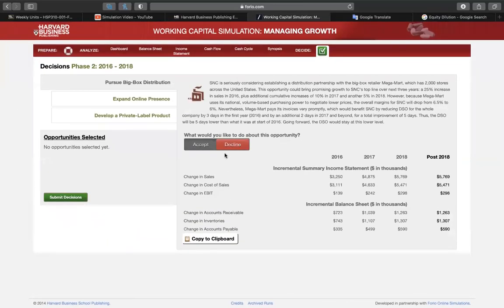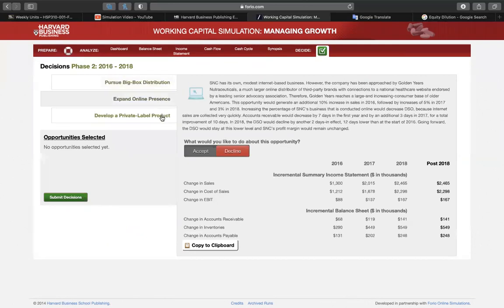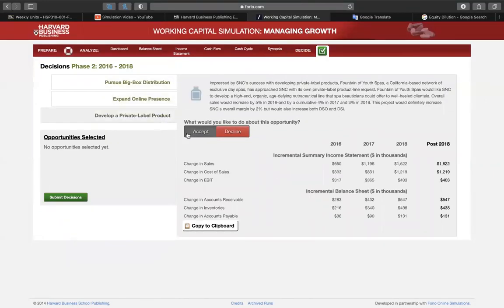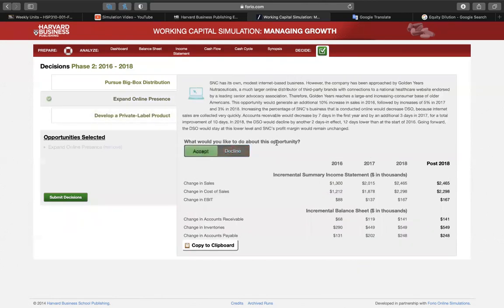The next one, still the same as the other one. I already looked at the option to pursue a big bot distribution, spend online scene, and develop a private label product. I personally really like this one.